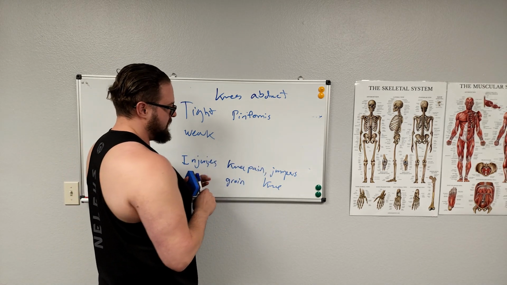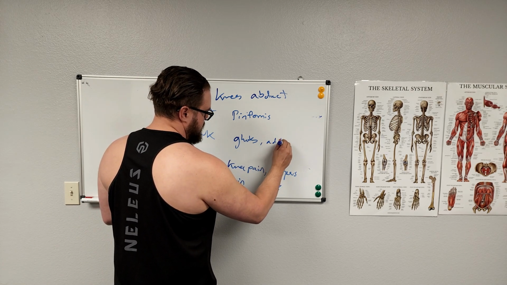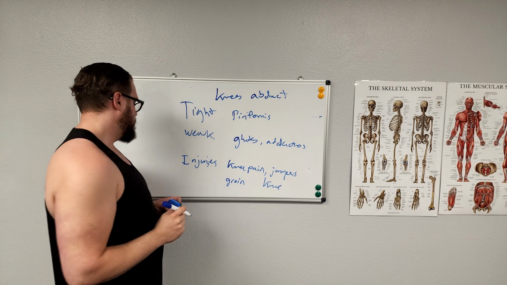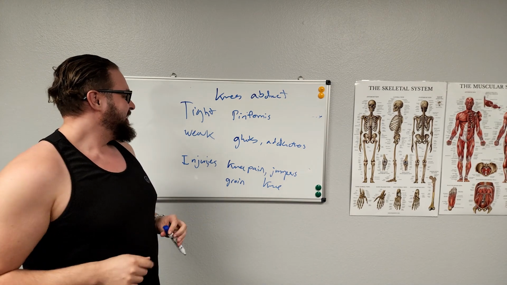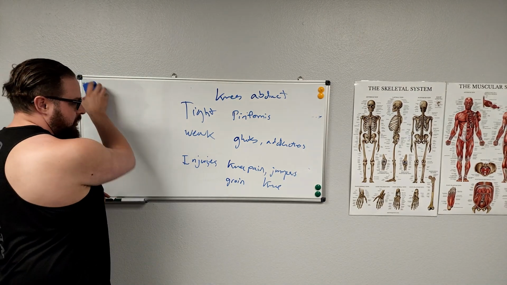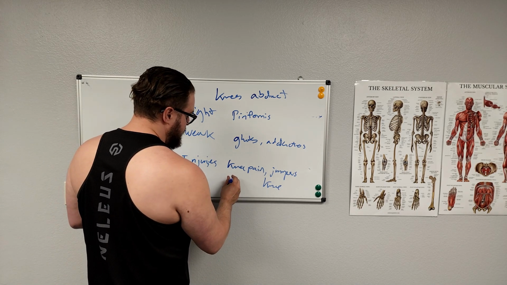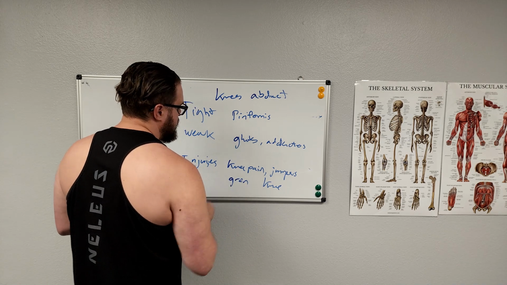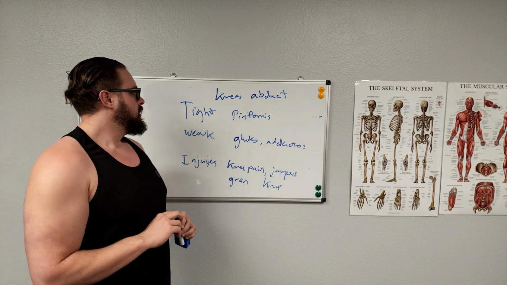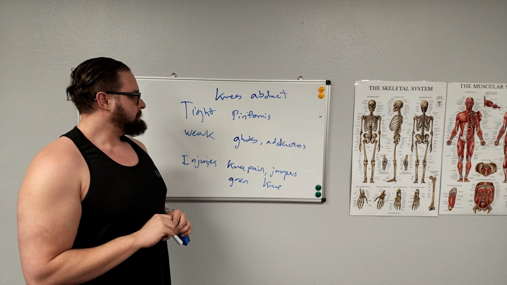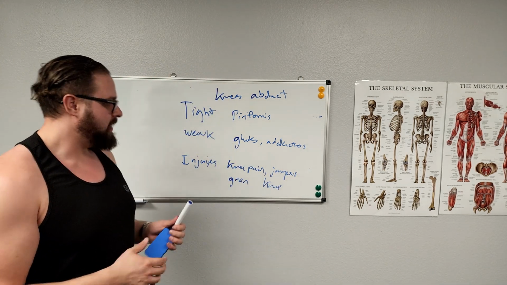Muscles that are weak is the opposite, but glutes and adductors. Sorry about my handwriting. I know it sucks. I don't usually write. Okay. And injuries occur. Knee pain, groin pain too. You can pull your groin just from abducting too much. Injuries are pretty similar. So that is another muscle imbalance that you can have.